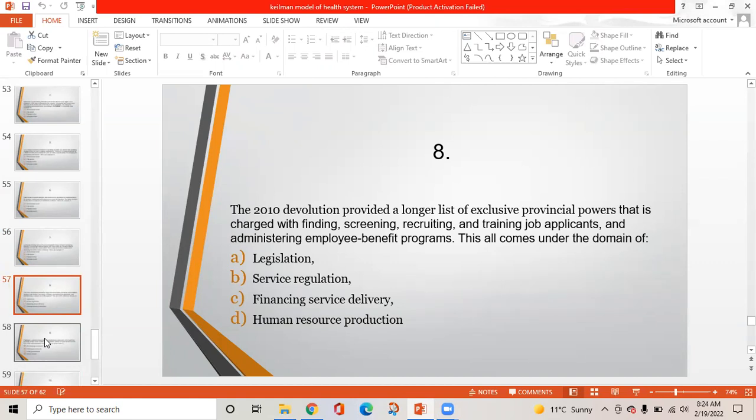Option D is the right one. All these are under the domain of human resource production.